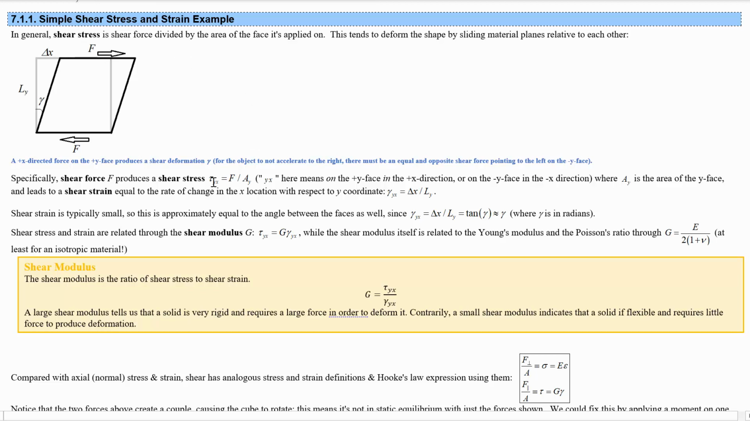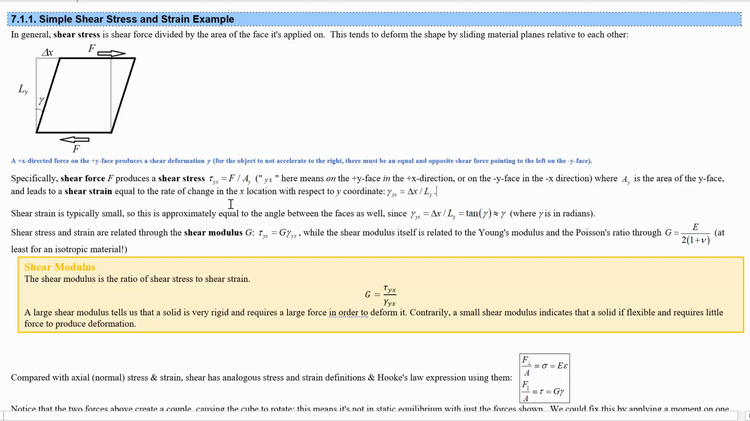So this means stress on the y face in the x direction. This is going to cause a strain, which is the ratio of this x displacement per step in y. So it's the total x displacement over the total length, but it's really the ratio of those two, gamma. So gamma yx is delta x over Ly.